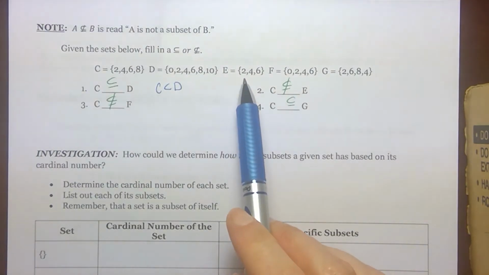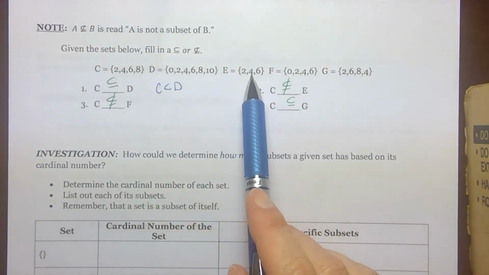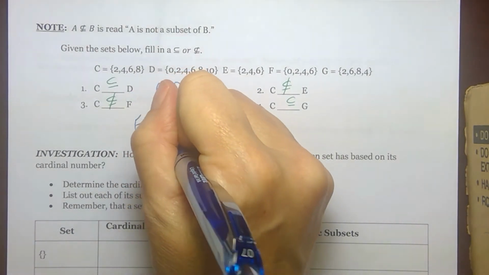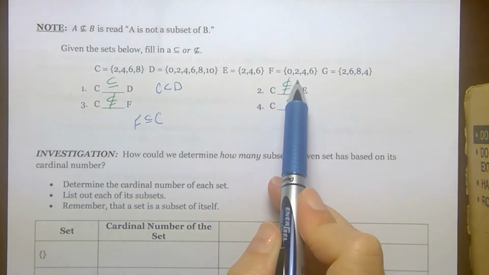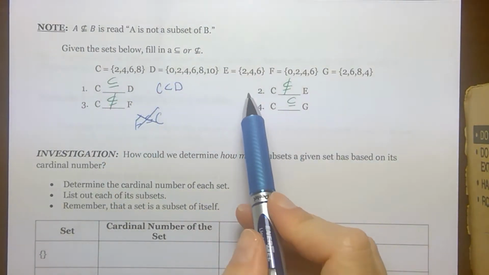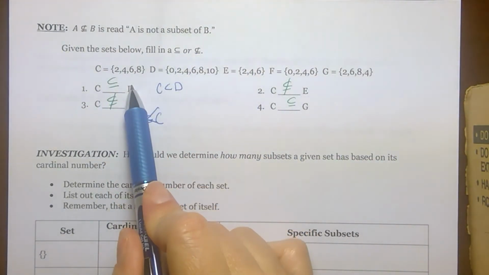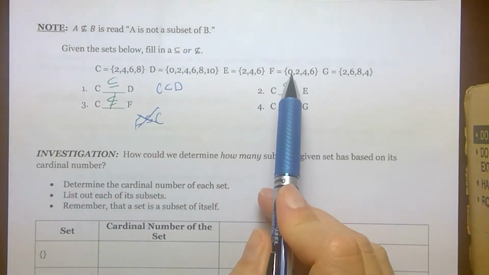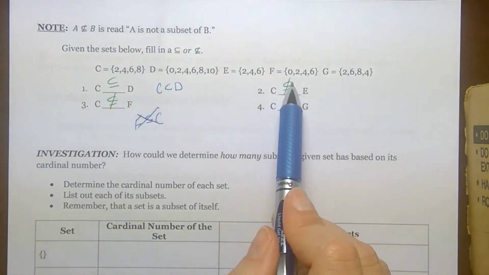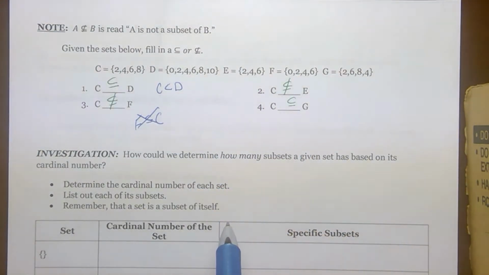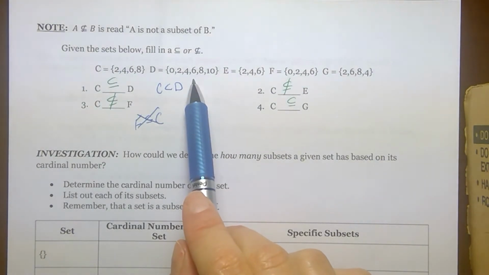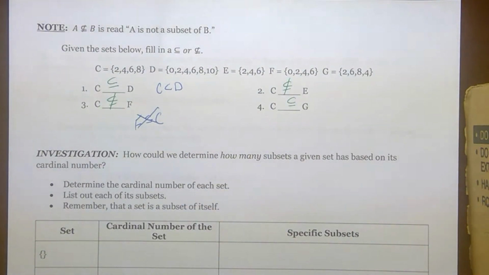I could turn around and say that F is a subset of C because all of the elements in F. Oh, that's not true. That's a false statement. I'm sorry, I was looking at E. I could say that E is a subset of C, not F. F would be a subset of D because all of the elements in F are also in D. And F would be a proper subset of D because D includes more than what is in F.